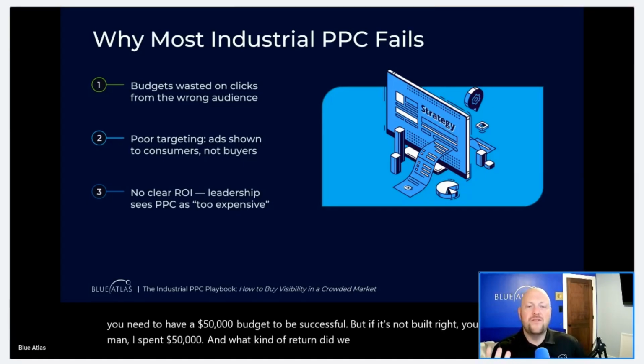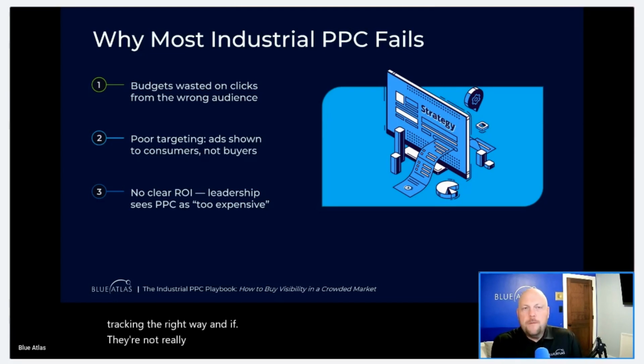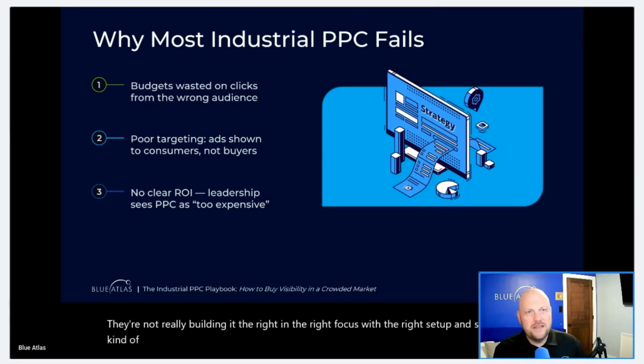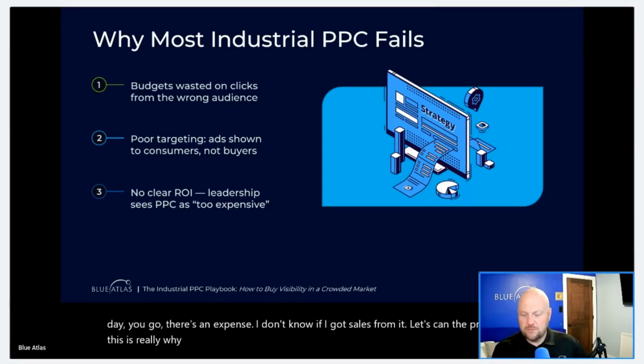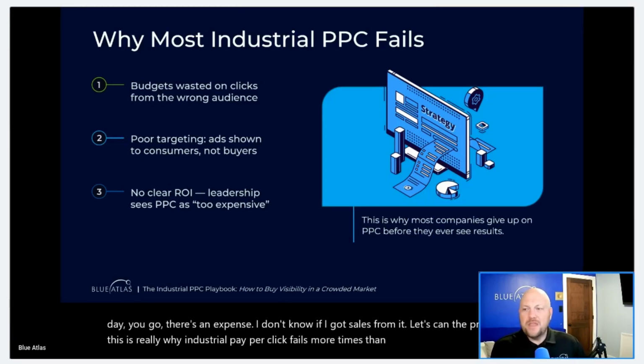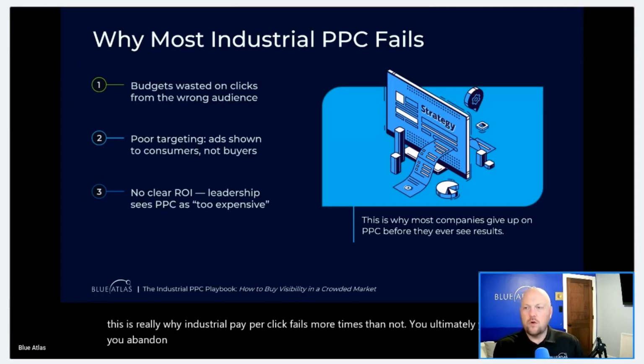did we get? And if you're not targeting and tracking the right way, and if you're not really building it in the right focus, with the right setup and steps, and kind of conversion funnel in that, you're not going to see a clear ROI. And so at the end of the day, you go, there's an expense. I don't know if I got sales from it. Let's can the program. And this is really why industrial pay-per-click fails more times than not. Ultimately, you fail and you abandon it before you ever actually see results.